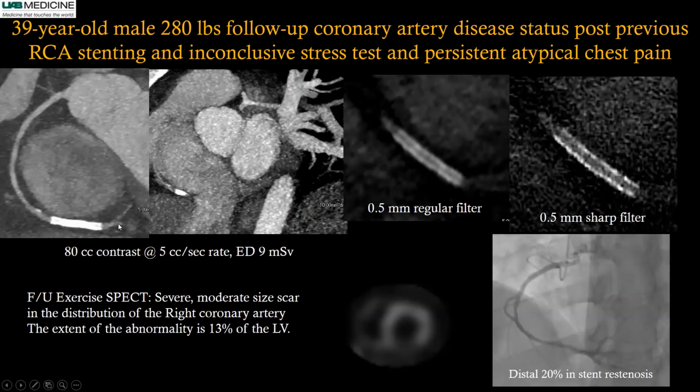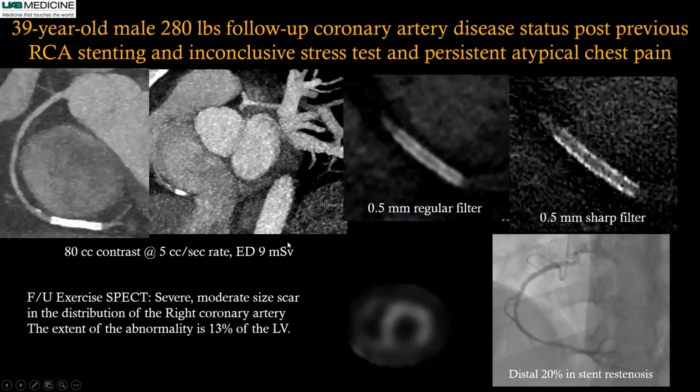It may be just the patient's body habitus, but since the patient was symptomatic, he was taken to the cath lab, and it showed that the area which we thought may have less distal flow was totally normal. It was only 20% distal in-stent stenosis. This is a follow-up examination of this patient after several months. He had another exercise SPECT, and that clearly shows an RCA defect here, approximately 13% of the LV. I do not have any follow-up.